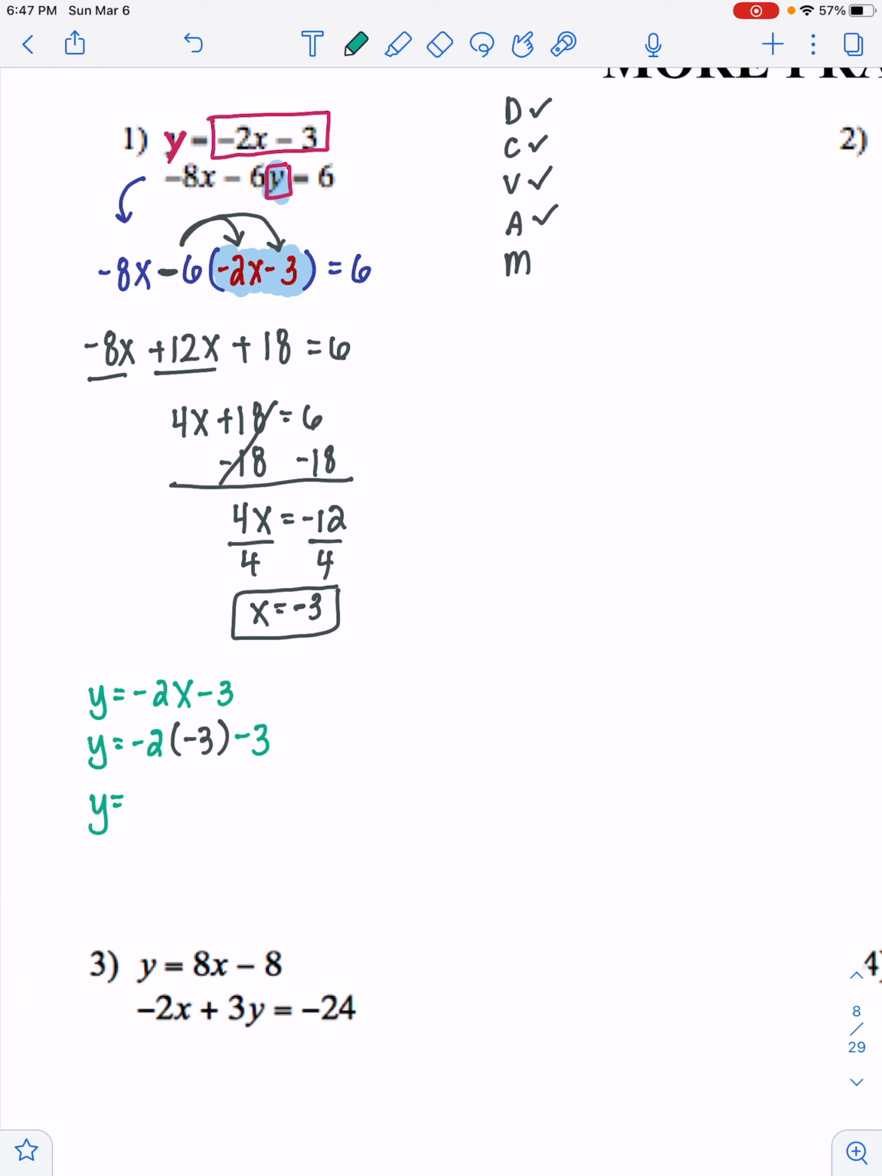Okay, you can go ahead and plug this into your calculator. You end up getting 3. We want to write our final answer as a coordinate pair. Remember, when we do this, x comes first. So I get negative 3, comma 3.